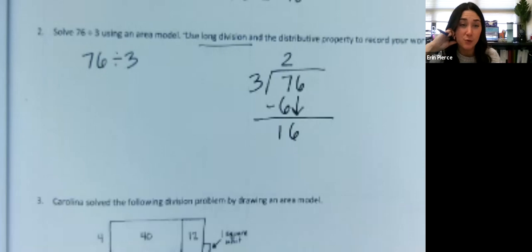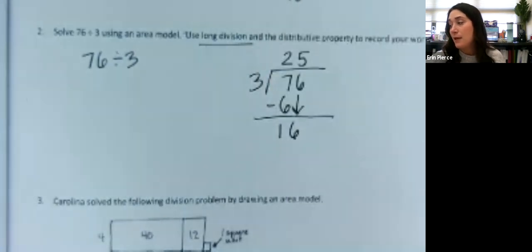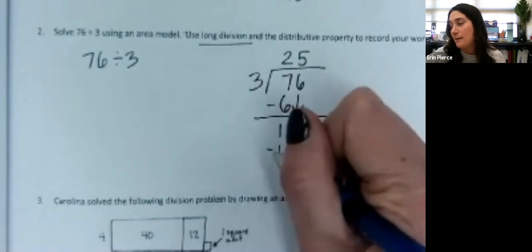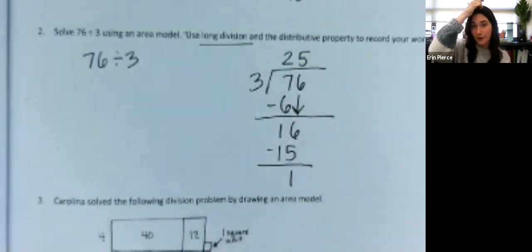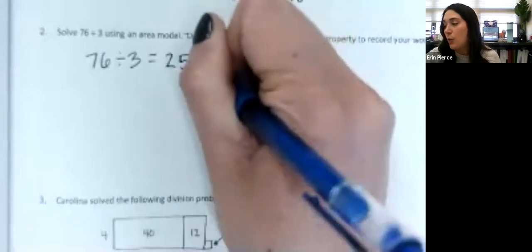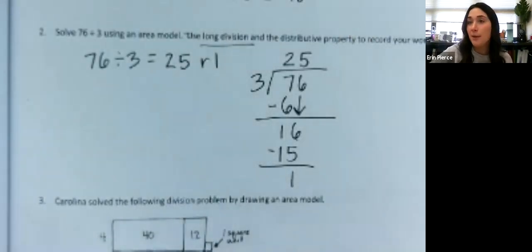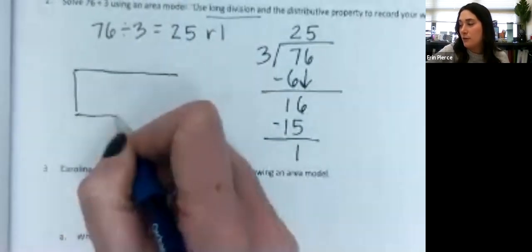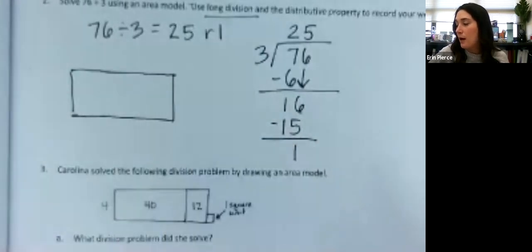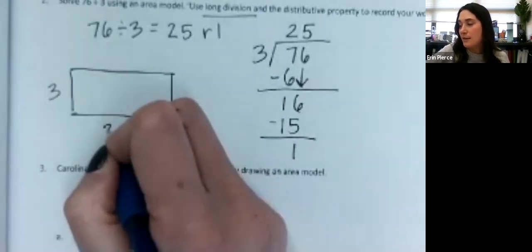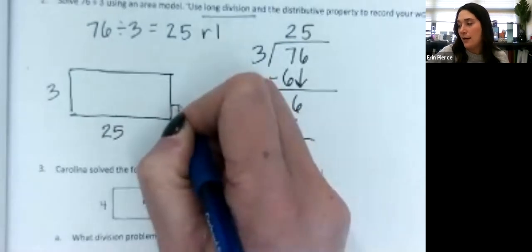5 will get us really close without going over. So if I put a 5 here, I'm thinking 3 times 5 will give me 15. I subtract and I have 1 left over. So my answer is 25 remainder 1. And so the little area model that they want me to draw would be: one of my sides is 3, my width is 3, my side length is 25, and I have 1 little guy left over.